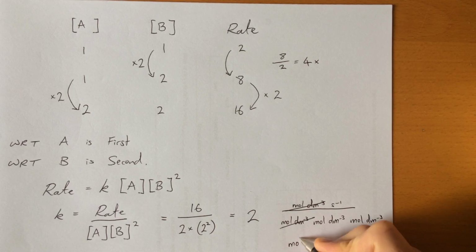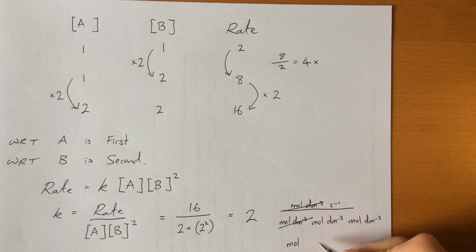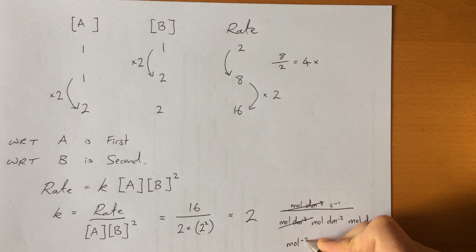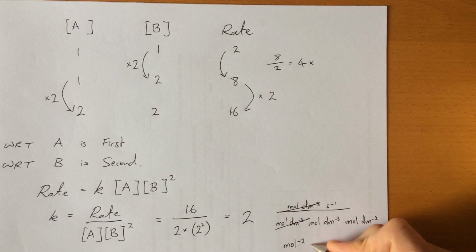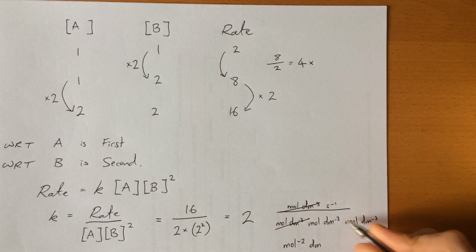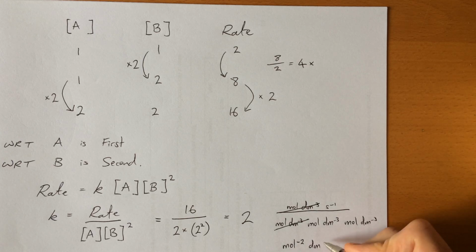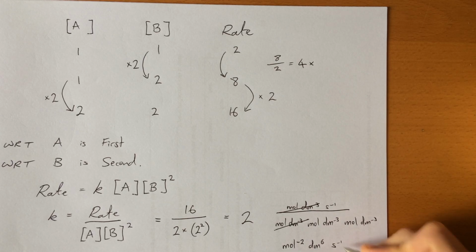So let's add the powers together. So it would be moles to the power 2, but it's on the bottom line, so we're going to change its sign. Decimeters to the minus 3, let's add those together, that's minus 6, but it's on the bottom line, so we'll change that, and then the seconds to the minus 1.